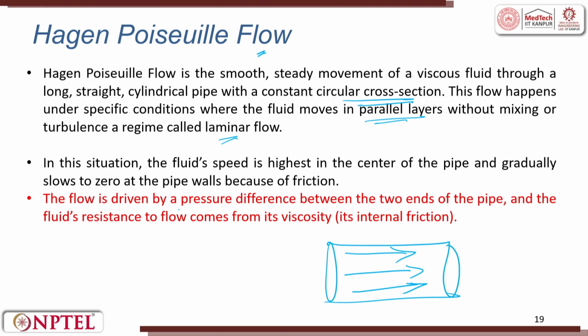The flow is driven by the pressure difference between the two ends of the pipe. So, here is the pressure and here is the pressure. The fluid's resistance to flow comes from the viscosity. So, through a pipe the fluid is flowing. That is what we are trying to see here in this flow.